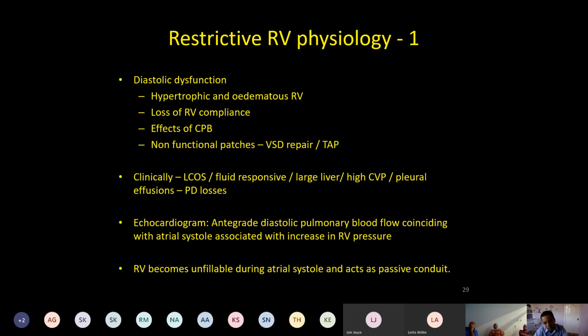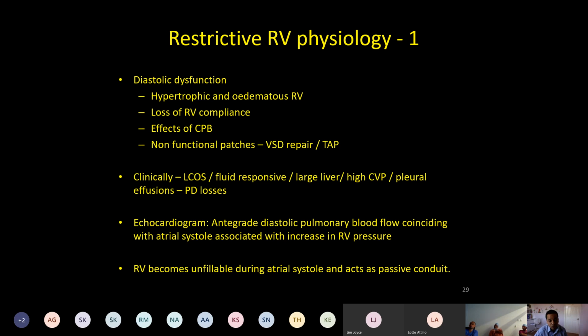I think I didn't attend that session, but you guys may have spoken about hypertrophic restrictive RV physiology. So diastolic dysfunction. Systolic function is fantastic. Intensivist is not interested in that, but it is more diastolic dysfunction, loss of RV compliance. There is the effect of bypass. And then there is prosthetic material for a VSD closure or a transannular patch. They don't have compliance, so you have a more restrictive physiology.